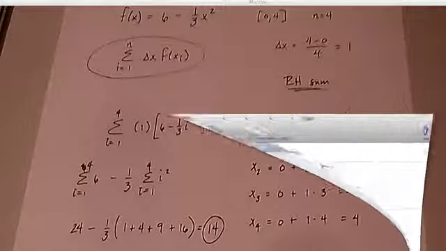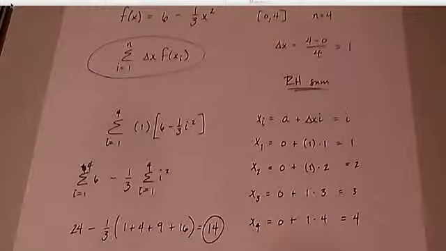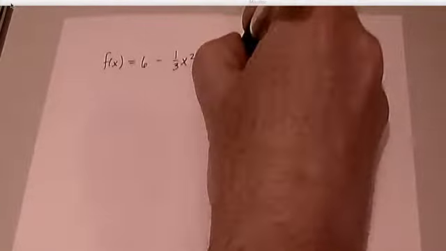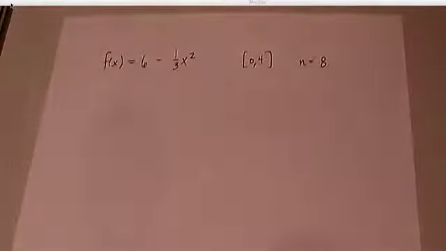Now let's say we want a better approximation, because we know that a right-hand Riemann sum on something that is decreasing is going to be an underestimate. I know that 14 is too small, because all of the rectangles are going to fit inside of this area. So let's go ahead and do it for n equals 8, okay? Let's kind of start over. So you have f of x equals 6 minus 1/3 x squared from 0 to 4, and we're going to do it for 8 subdivisions.